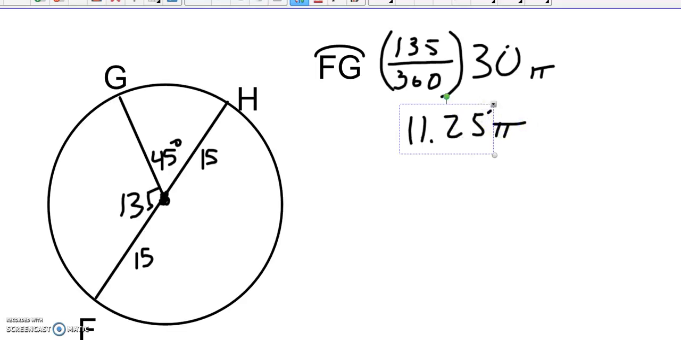And this is basically how you do arc length. So hopefully this is helpful. This is going to tie to U.3 on IXL if you're working on that IXL assignment.